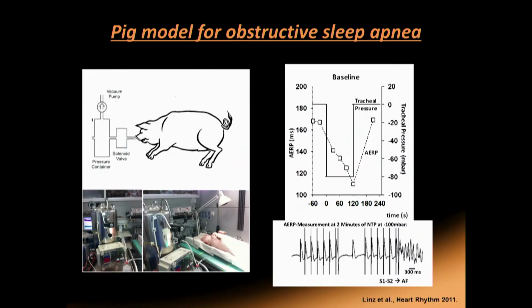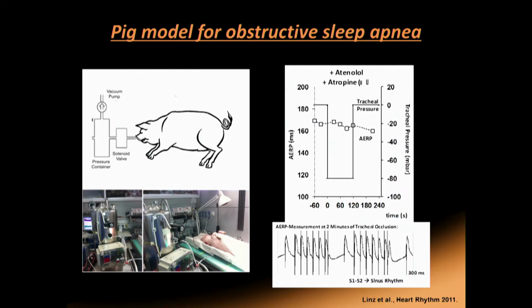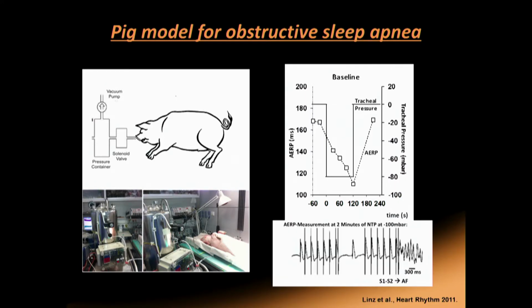We actually tested this also in a pig model. So we used lightly sedated animals and tried to mimic obstructive sleep apnea in those animals. So we performed a tracheotomy and connected the tracheal tube with an active pressure device in order to mimic those intrathoracic pressure changes. And here you can see a simulated apnea with negative pressure down to minus 80 millibar.